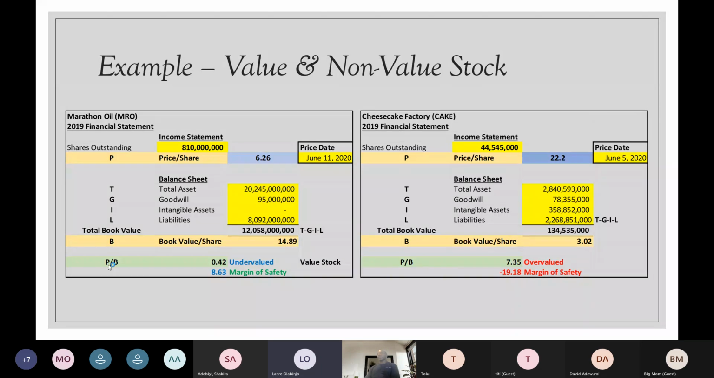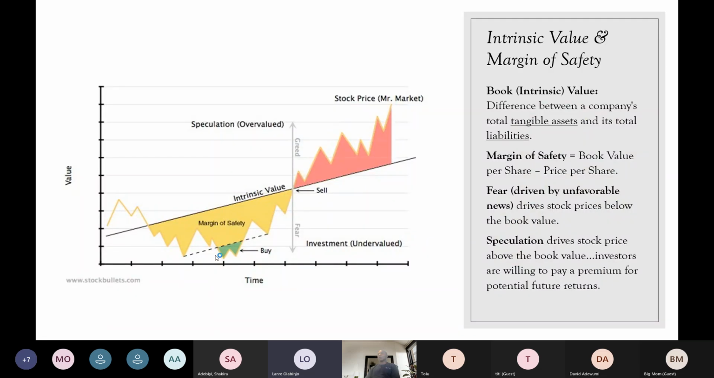Okay, you can do a ratio called the price to book ratio, the price per share to the book value per share. In this case, 6.26 divided by 14.89 is 0.42. If the P/B ratio is less than 1, that is an undervalued stock. It's a value stock. That stock is undervalued, and it's essentially behaving like I was explaining to us at this point, for one reason or the other.